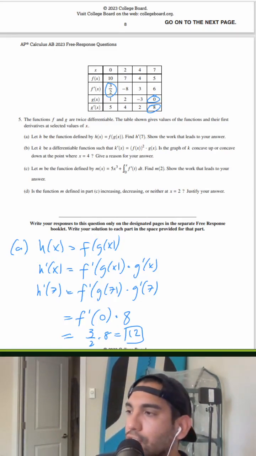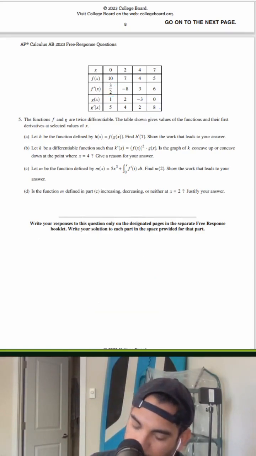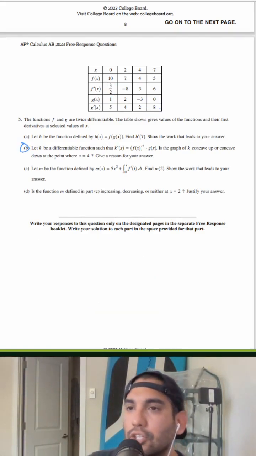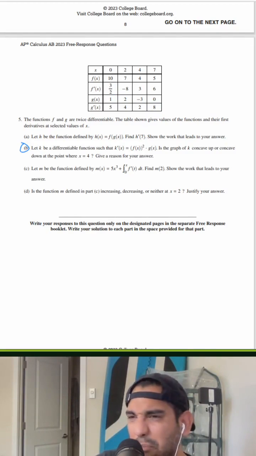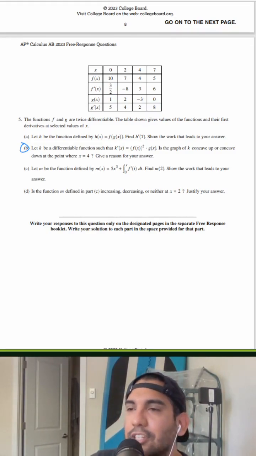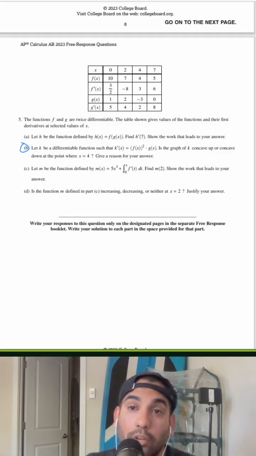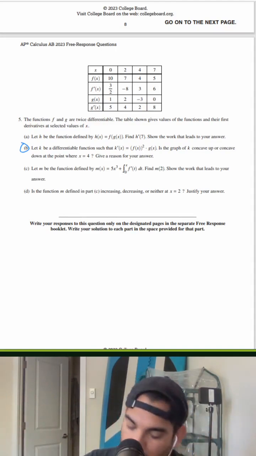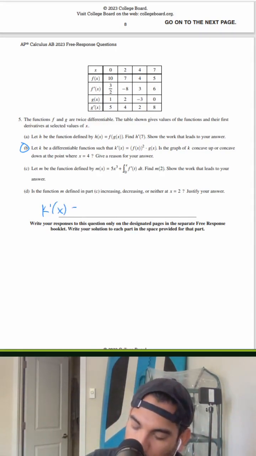All right, so that's H. Let me go ahead and erase my work. And now let's go to part B. So we have the differentiable function. So k prime of x is equal to f of x to the power of 2 times g of x. Is the graph of k concave up or concave down at x is equal to 4? Well, keep in mind, they already tell us k prime. K prime is equal to this weird looking function.